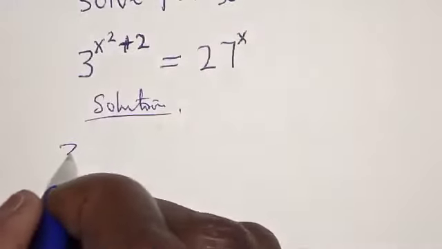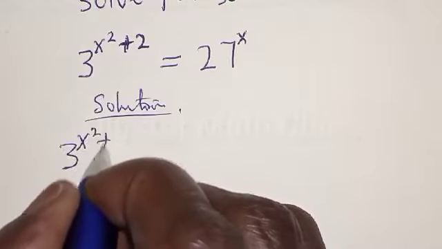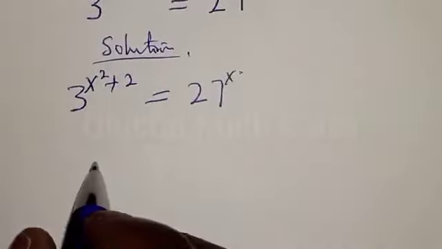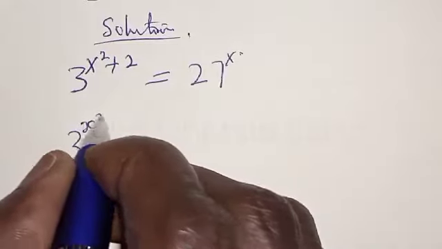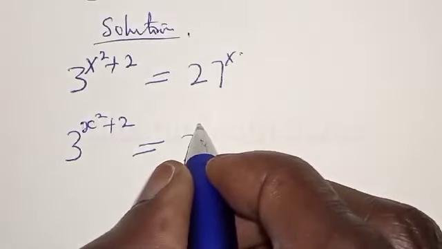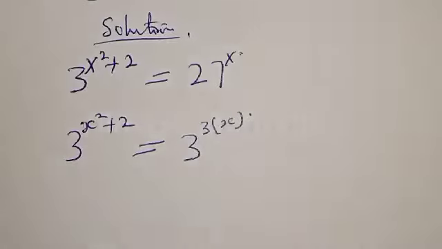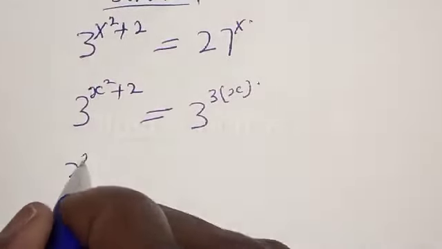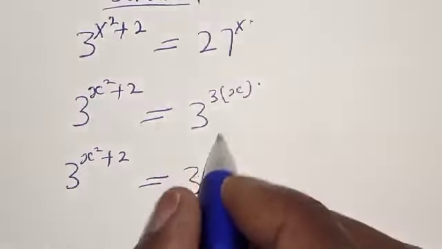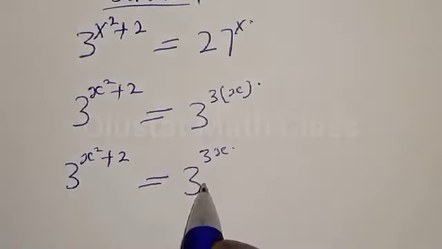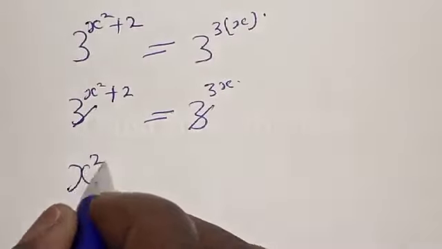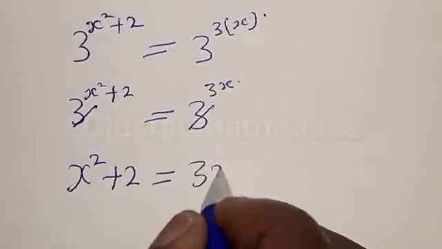We have 3 raised to power s squared plus 2 is equal to 27 raised to power s. Then this implies that 27 can be expressed as 3 raised to power 3, so we have 3 raised to power s squared plus 2 is equal to 3 raised to power 3 times s, that is 3s. Now they have the same base, so this one will cancel this. We have s squared plus 2 is equal to 3s.